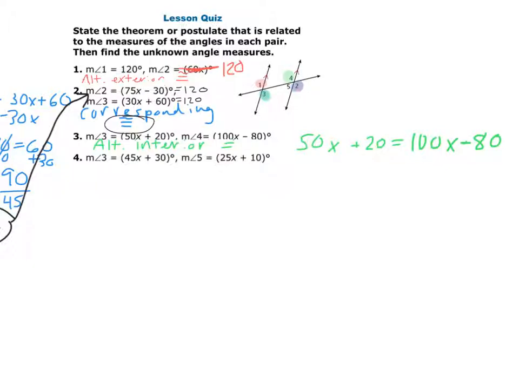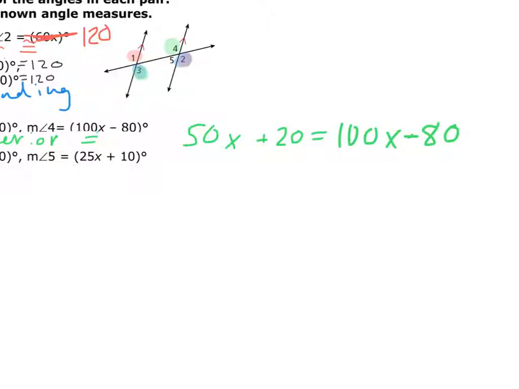So Nicole, what's the first thing we do when we solve for x? We can subtract 20 from both sides. So we get 50x is equal to 100x minus 100. Can you do plus 80 so you don't have a negative? We could. So you could do plus 80 on both sides, so that way we're not dealing with a negative.